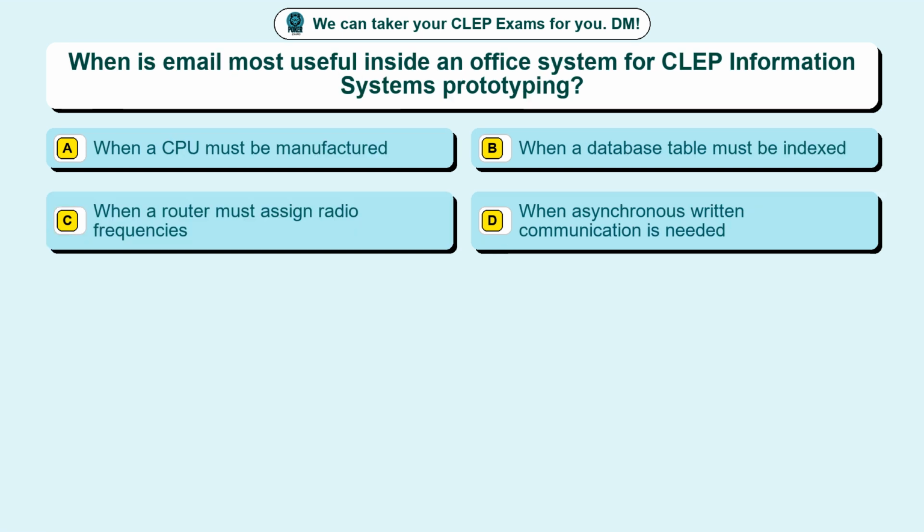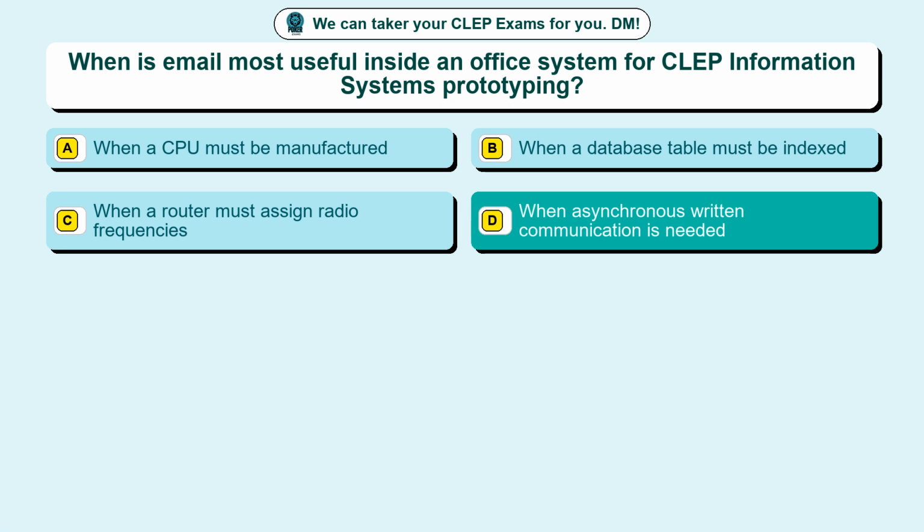Question 4. When is email most useful inside an office system for CLEP Information Systems prototyping? Option A. When a CPU must be manufactured. Option B. When a database table must be indexed. Option C. When a router must assign radio frequencies. Option D. When asynchronous written communication is needed. The correct answer is option D. When asynchronous written communication is needed.